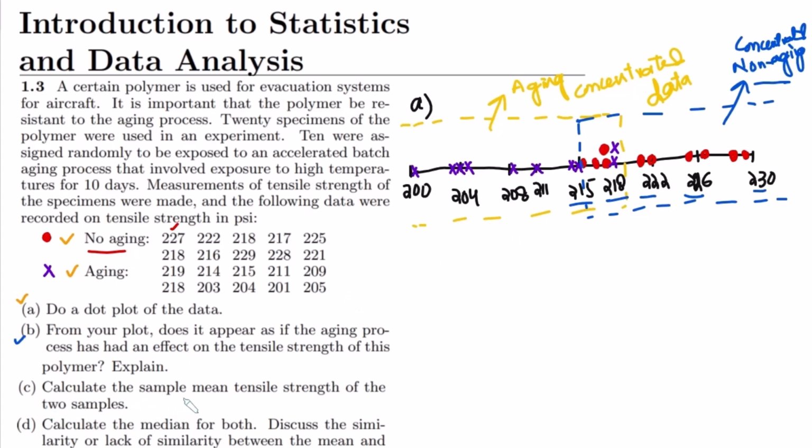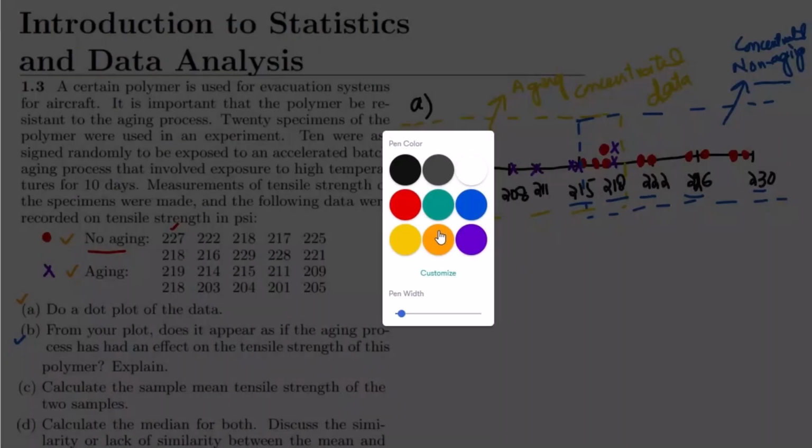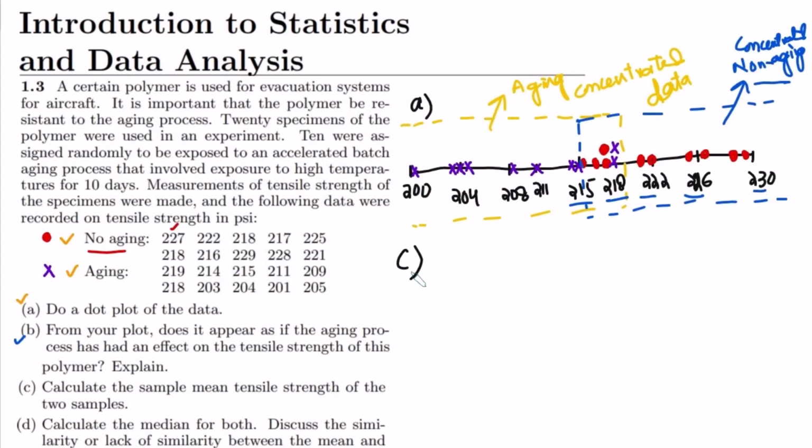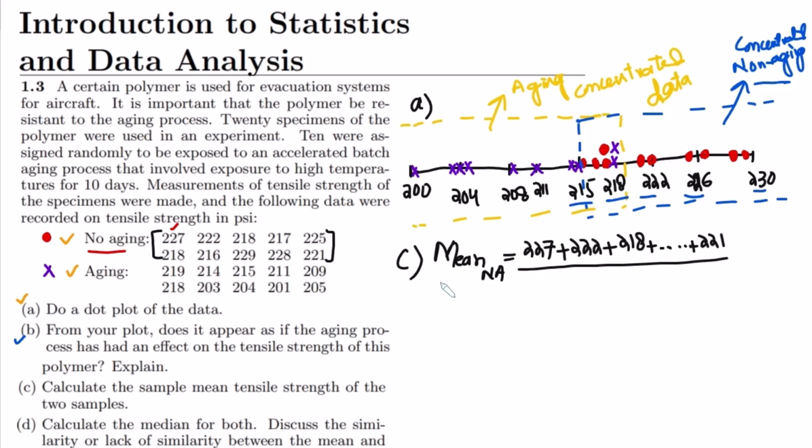Similarly, in part C, we have to calculate the sample mean tensile strength of the two samples. In order to find the mean of the non-aging data, what do we have to do? I have to add all these samples here: 227 plus 222 plus 218 up to the last one, which is 221, and divide over the total number of samples we have.